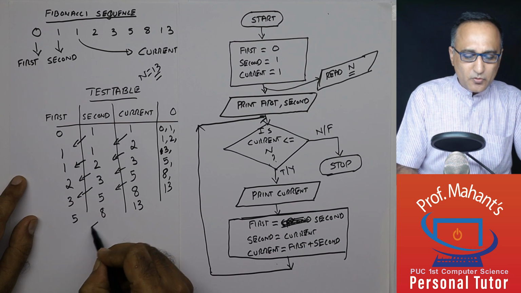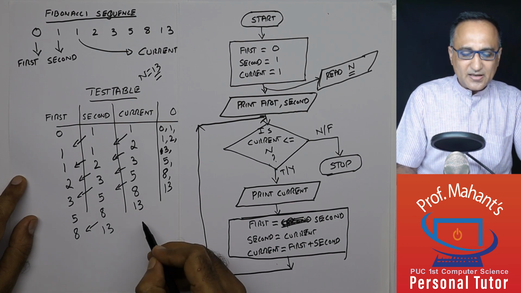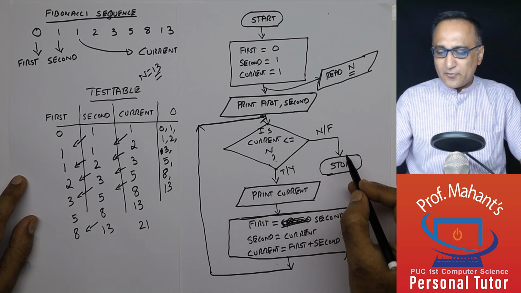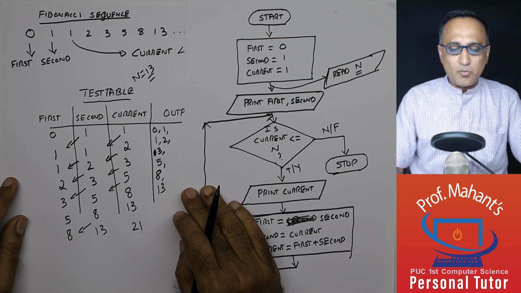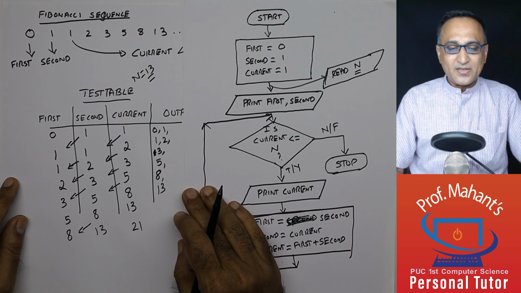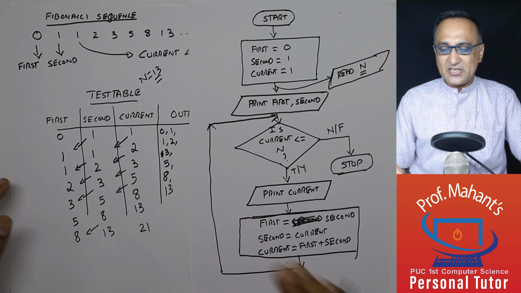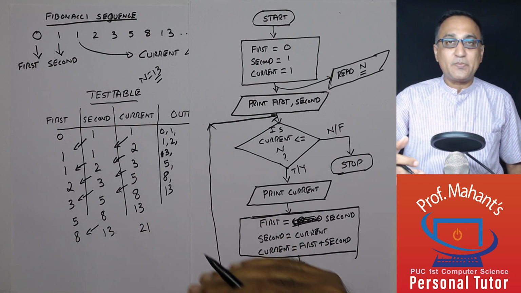Now again when we move, first becomes 8, second becomes 13, current becomes 21. 21 is less than or equal to 13 is false and I'm going to stop. So this is the logic of how you should go about trying to verify how to generate the numbers in a Fibonacci sequence.